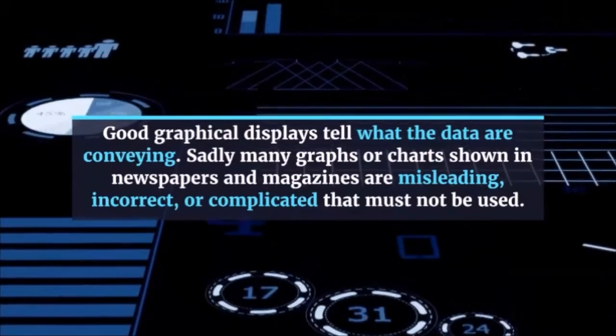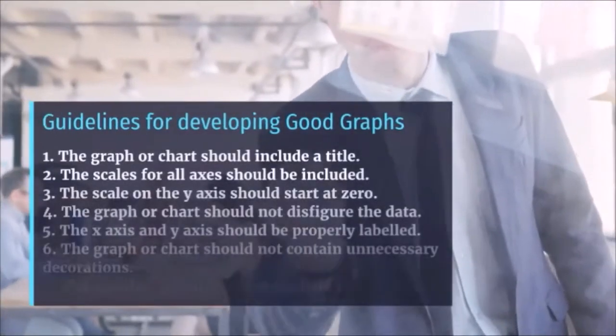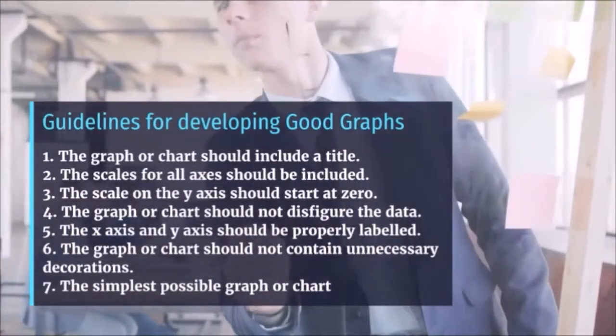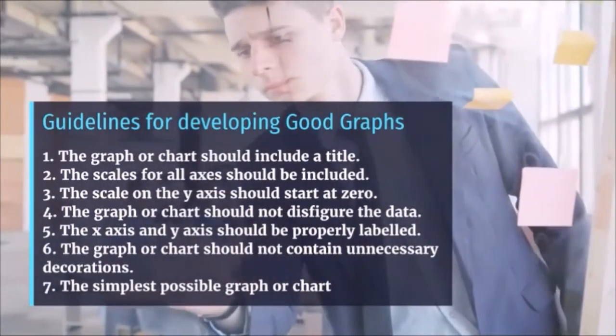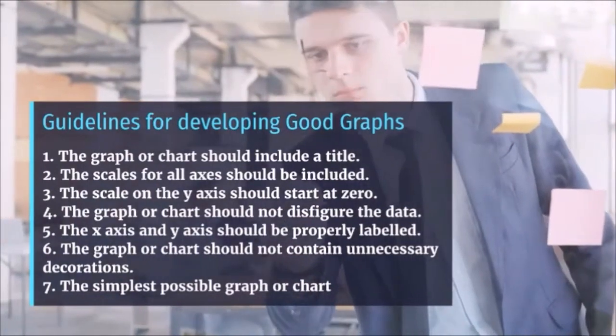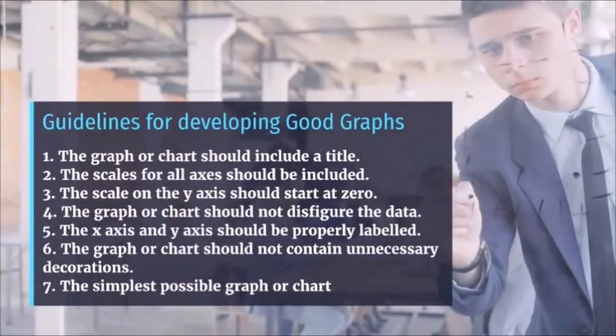In order to correctly develop good graphs or charts, there are some guidelines that need to be borne in mind. Here are those guidelines for your convenience. Number 1. The graph or chart should include a title. Number 2. The scales for all axes should be included. Number 3. The scale on the y-axis should start at 0. Number 4. The graph or chart should not distort the data.